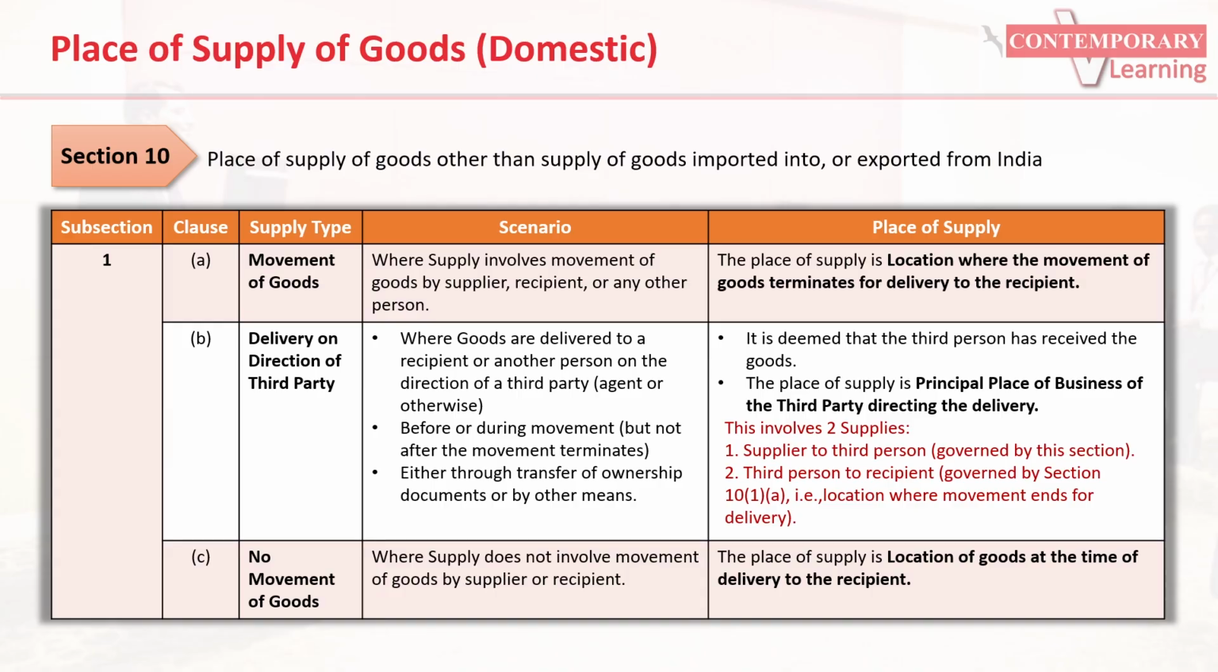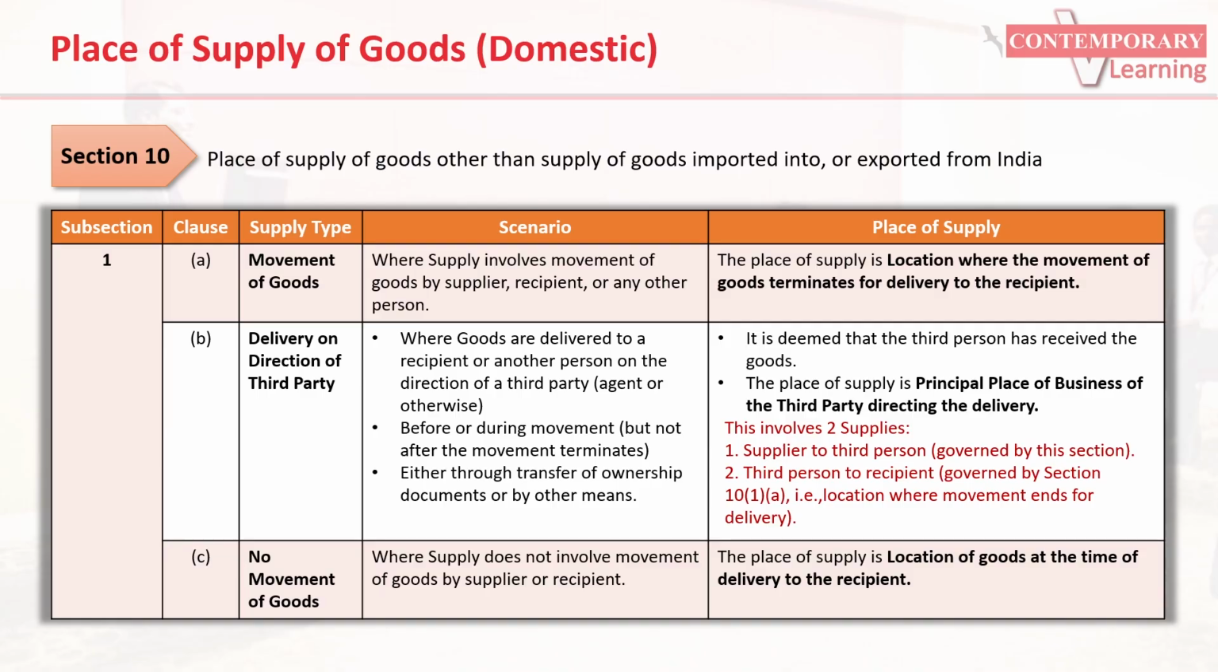When goods move from supplier to recipient, the place of supply is simply where the movement terminates for delivery. But here's where it gets interesting. The third party scenario. Imagine you're selling goods to company A, but they ask you to deliver directly to company B. In this case, we treat it as if the third party, company A, received the goods first. So, the place of supply becomes company A's principal place of business. Then there's a second supply from company A to company B, which follows the normal movement rules.